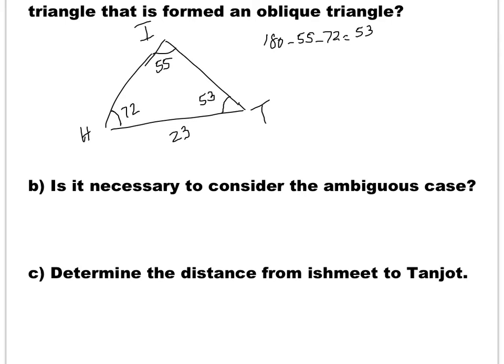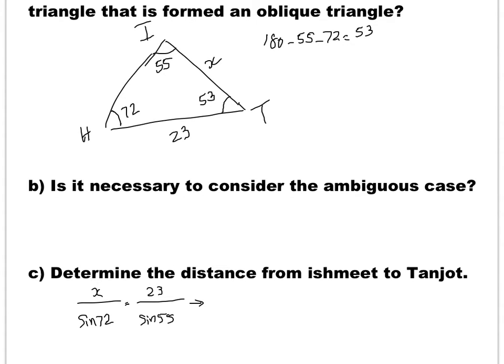The last part of the question says, determine the distance from Ishmeet to Tanjot. The distance from Ishmeet to Tanjot, let's call this one x. This is the distance we are trying to find. Using the sine law, I can write that x over sine 72 is equal to 23 over sine 55.